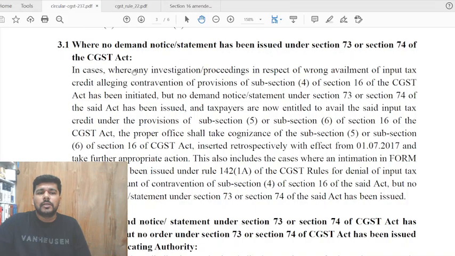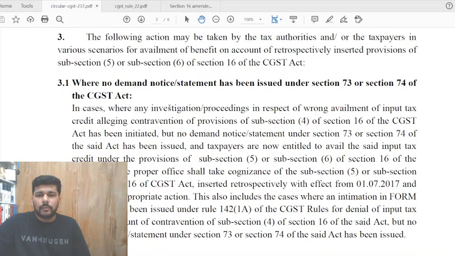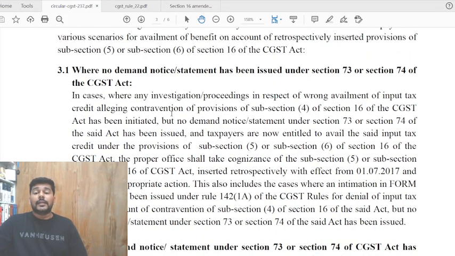that where there is no demand notice or statement issued, that means a case where only the show cause notice was issued, or probably there was only a basic investigation under ASMT 10, etc. What they are saying is that the taxpayer shall be entitled to avail the input tax credit under the provision of section 16 subsection 5 of the CGST Act 2017.